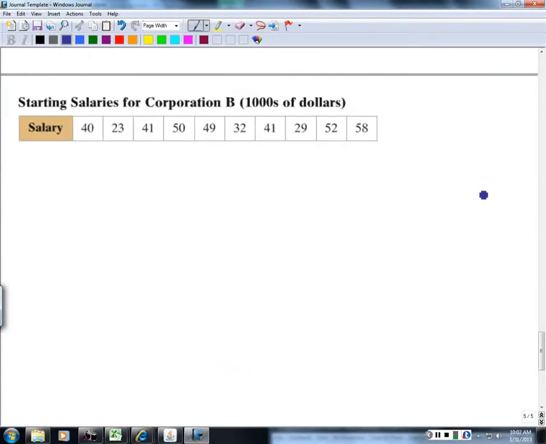Okay. First thing that you need to do is go ahead and create a table. The first column in the table is going to be X, and that's going to be your salary values. But I want to put them in order of least to greatest, which means I start with 23. And then I'm going to go to 29, and then 32, and then 40, and then 41, 49, 50, 52, and 58.